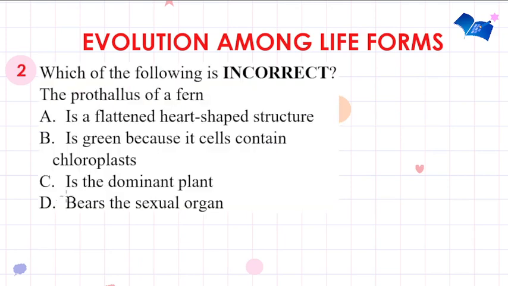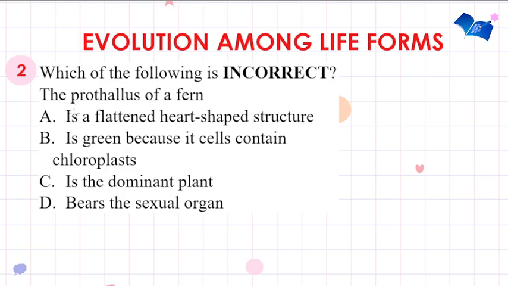Which of the following is incorrect? The prothallus of a fern: A, is a flattened heart-shaped structure; B, is green because its cells contain chloroplast; C, is the dominant plant; D, bears sexual organs. So you have to look at these very well. Which of them is correct?